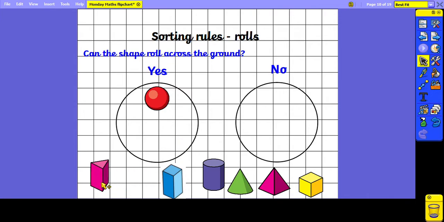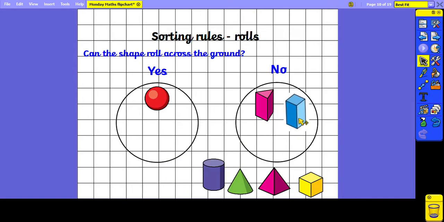The triangular prism has not got any curved faces. If we tried to roll it, we wouldn't get very far. So that one is no. And the same with the cuboid, it's got no curved faces, so it would not roll.